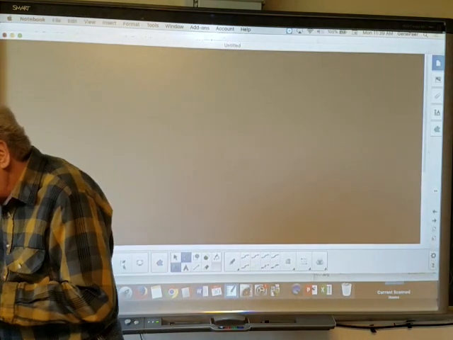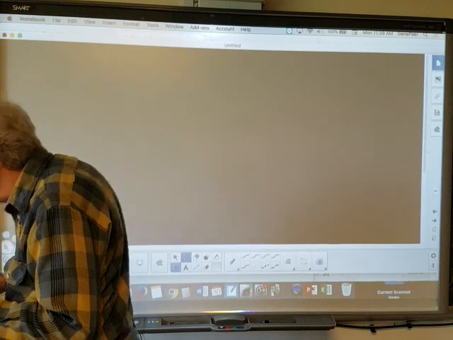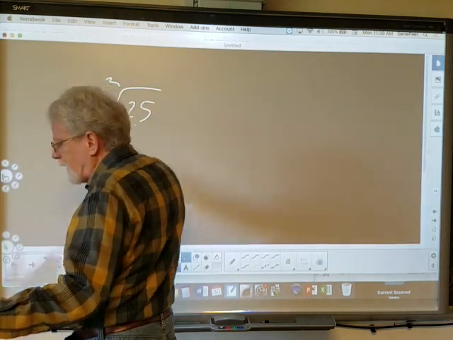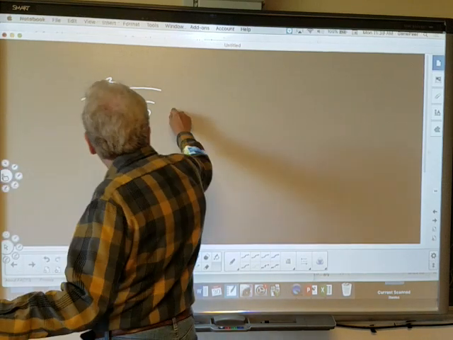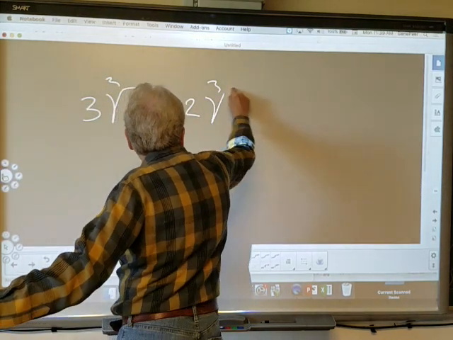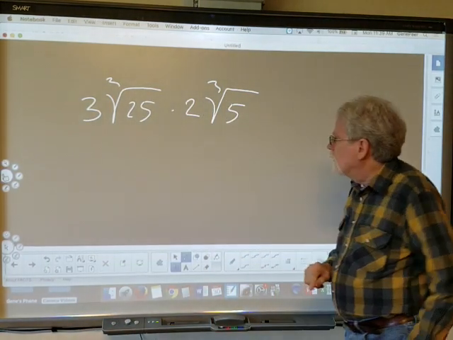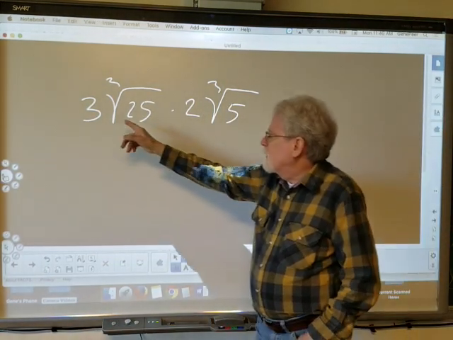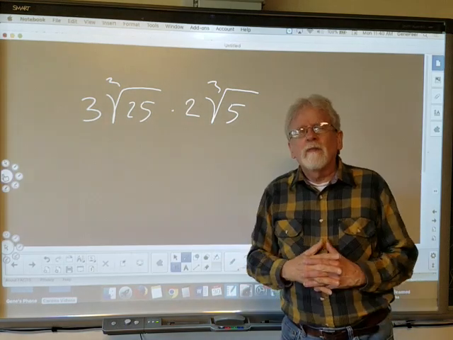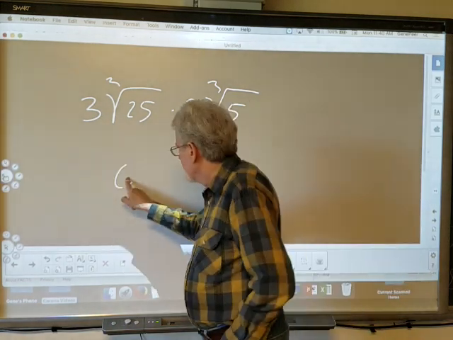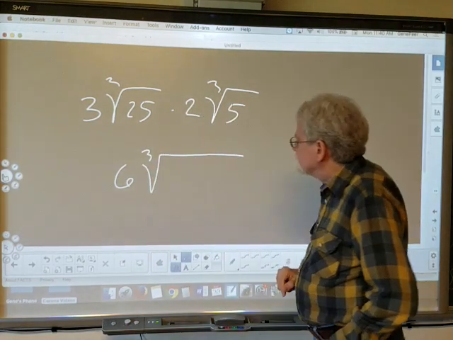So let's take a look at a better example of this. How about 3 times the cubed root of 25? Actually, this is not that great an example because this one is quite easy to do by the other way. What do I mean by the other way? Well, first of all, don't forget, 3 times 2, guess what 3 times 2 is? 3 times 2 is still 6. We're not changing the old rules.